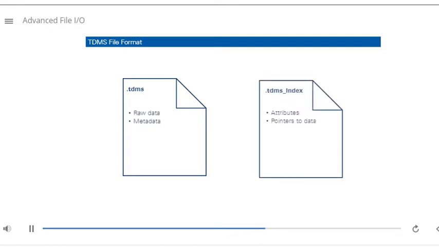The TDMS index file is a binary file that provides consolidated information on all the attributes and pointers in the TDMS file. This speeds up access to data. The TDMS index file automatically regenerates if it is lost.